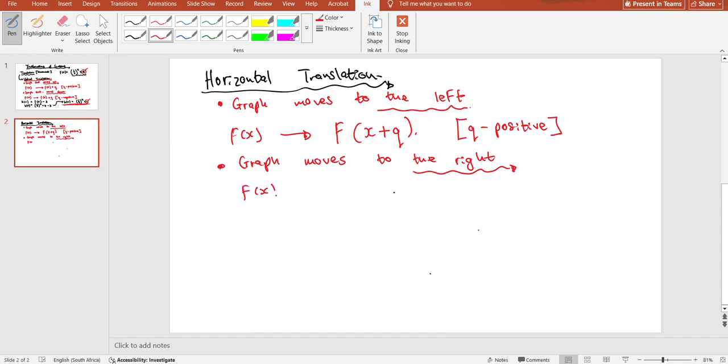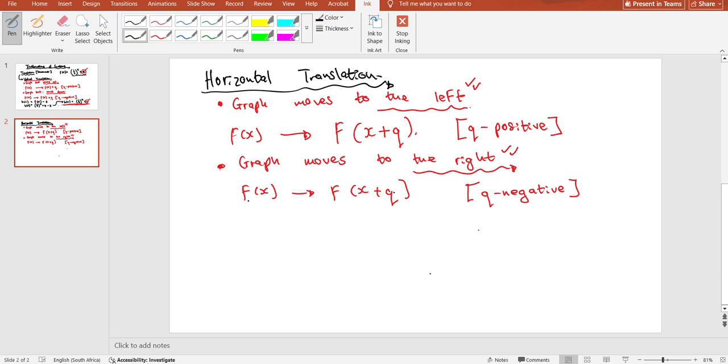We have an f of x, and that would have an f of x plus a q. We're going to write it as a plus a q, but what we need to understand is that q in this case is negative. So essentially I am subtracting from that x. And if you remember, positive takes it to the left. It moves the graph to the left, but a negative moves the graph to the right.